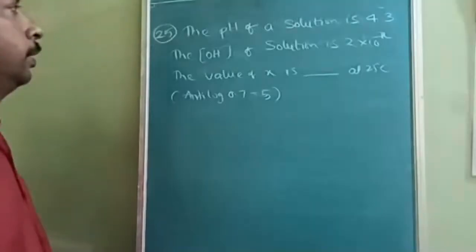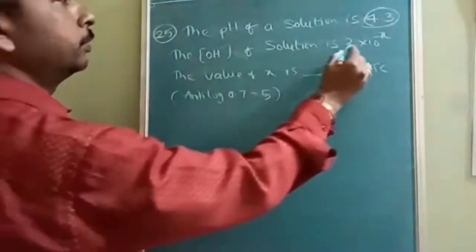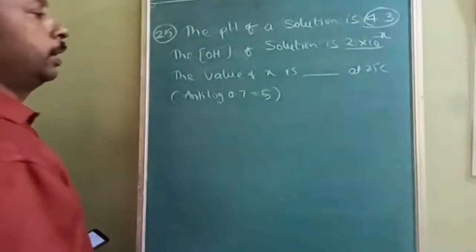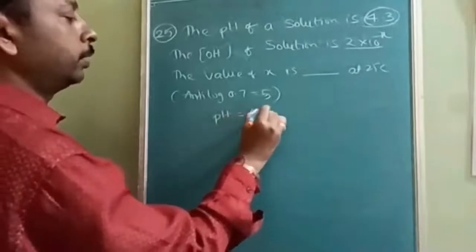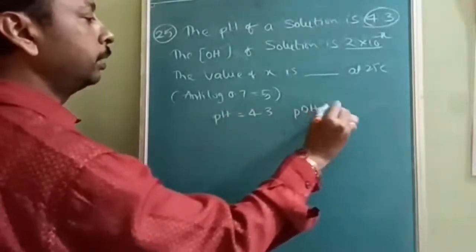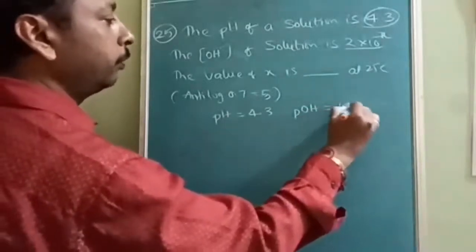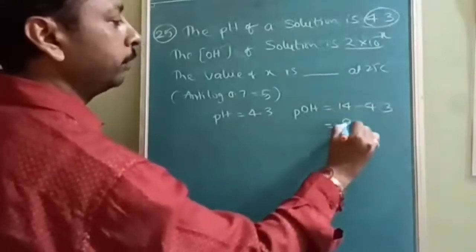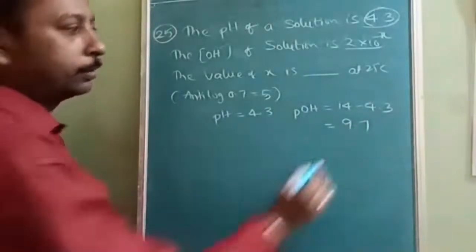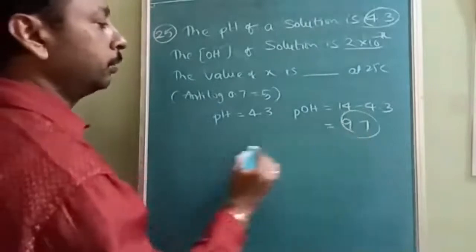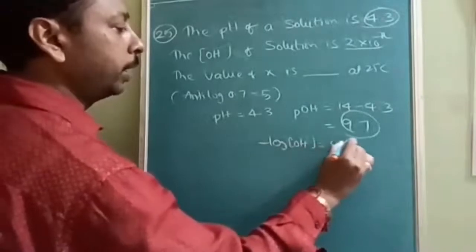Okay, here the last question. pH of a solution is 4.3. OH minus of the solution is 2 into 10 to the power of minus X. Then what is X? Okay, so if pH is equal to 4.3, simply pOH will be, how much will it be? 14 minus 4.3. That will be 9.7, I hope. 9.7 or 8.7. Okay, so this is 9.7. Understood? So pOH means negative log of OH minus is equal to 9.7.